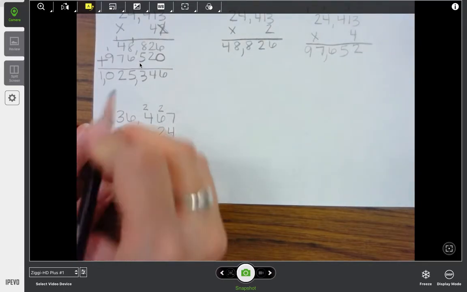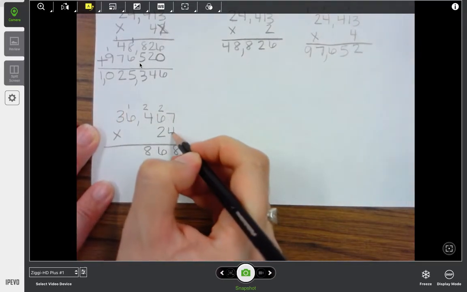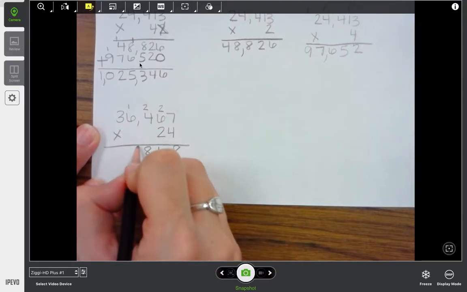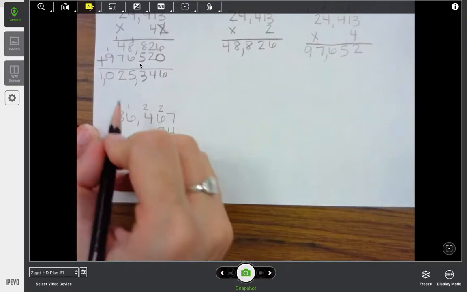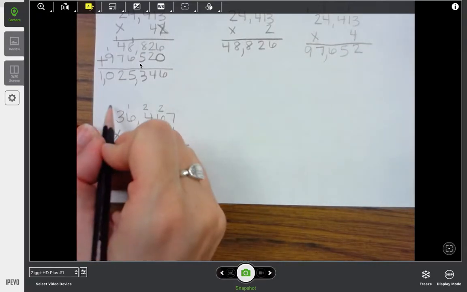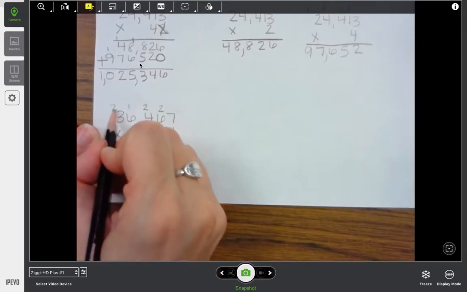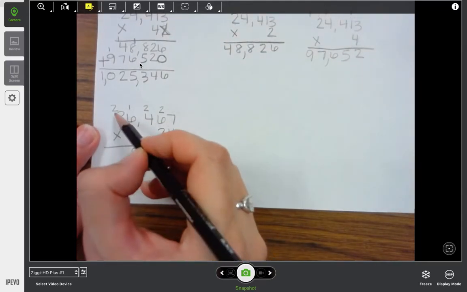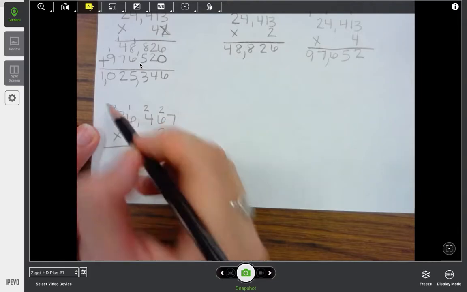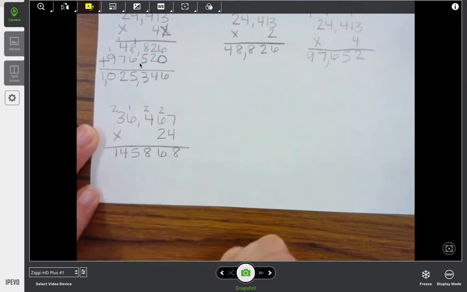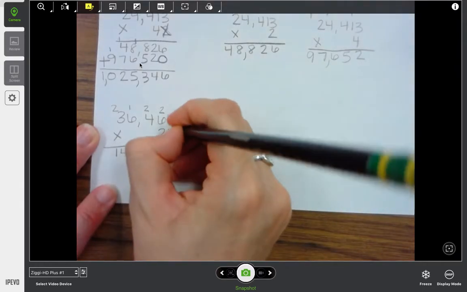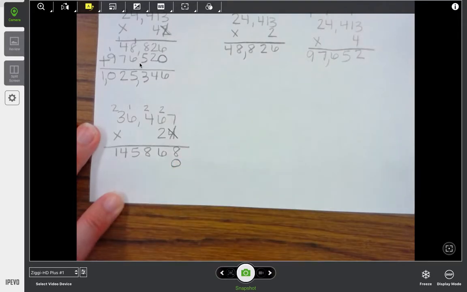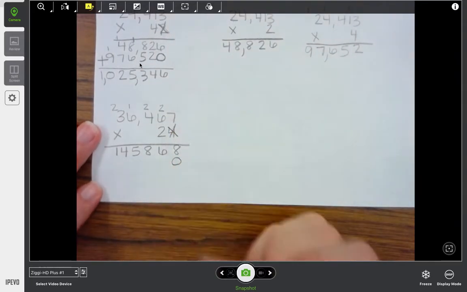I put my 8. I carry my 1. 4 times 6 is 24, plus 1 is 25, so I put my 5. I still have to carry, and it was a 2 I'm carrying. And then 4 times 3 is 12, plus 2 is 14. Okay? I'm done with my 4, so I still mark it out, and I still have to put that 0 to show I finished that multiplication.